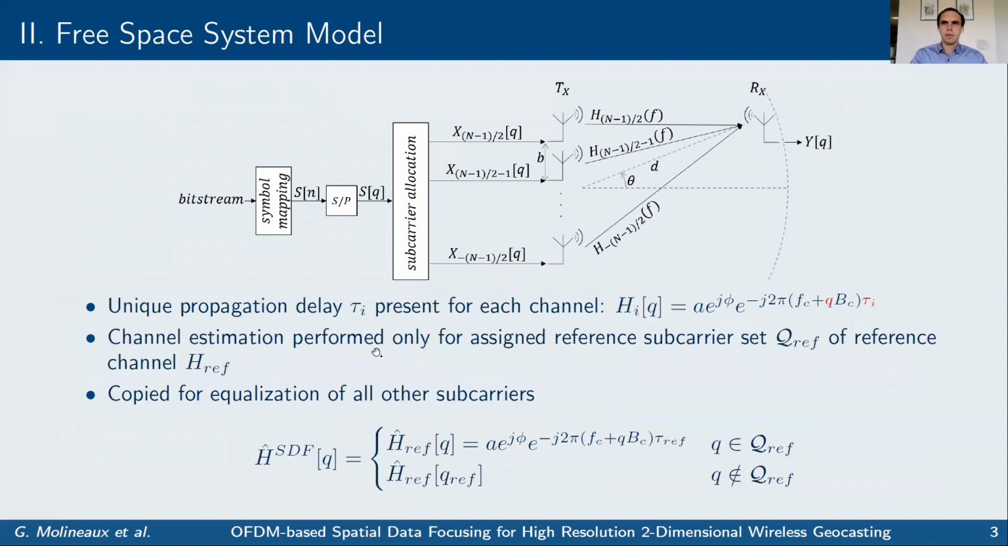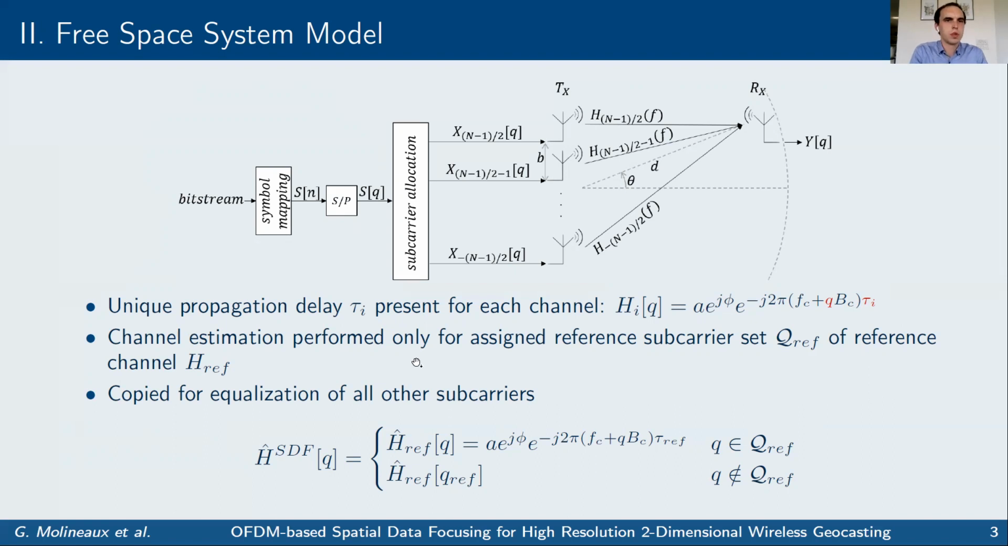Now, of course, each channel is characterized by a unique propagation delay, and on top of that, different symbols are also transmitted on different subcarriers. This means that the channel transfer function for a particular symbol is characterized by a certain subcarrier Q and a certain delay tau i, depending on the antenna that is transmitted on. And it is these two degrees of freedom that we will exploit in order to focus. Now, in a free space scenario, we will assume that the channel amplitude and the channel phase, so A and phi respectively, are identical for all channels.